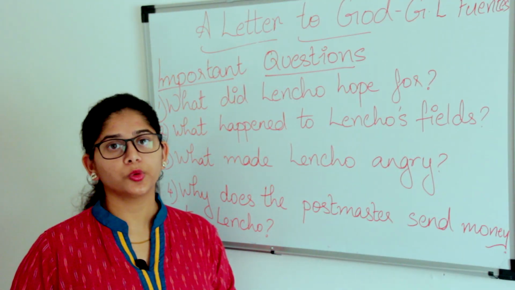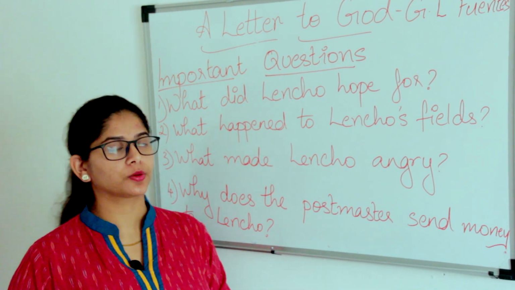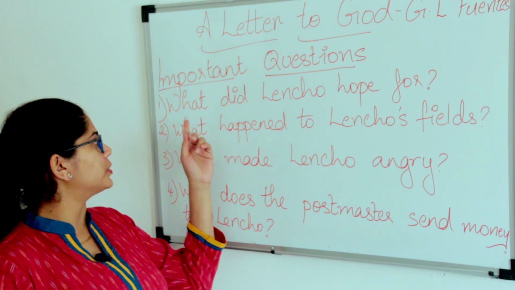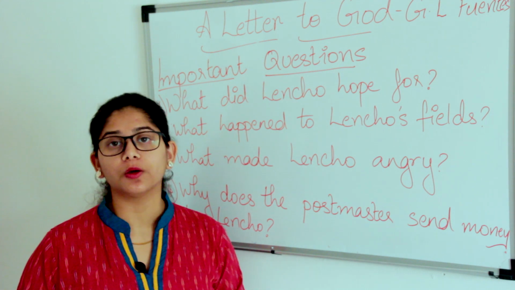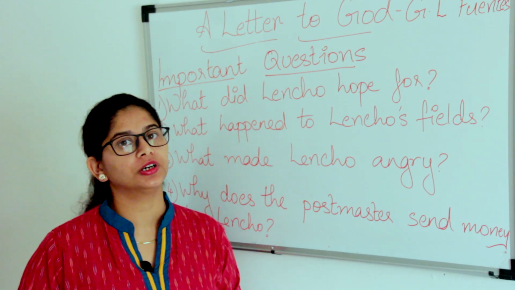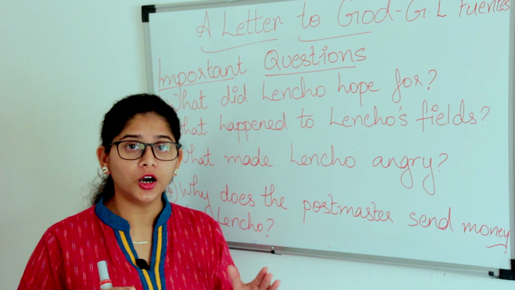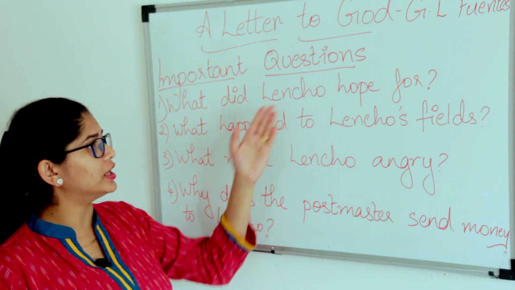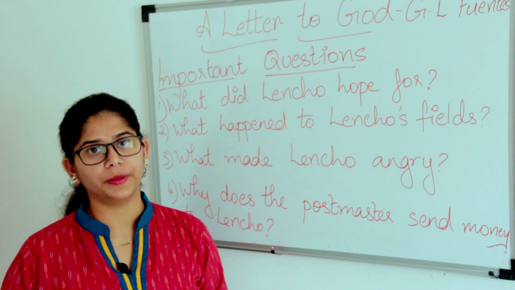Okay, now we can go through the important questions in the chapter. These are a few important questions which I've written down. We'll just go through them. First one: what did Lencho hope for? As a farmer, what did he hope for? He hoped for the rain, because for farmers, it's the weather that determines the crops. So Lencho hoped for rain or better weather.